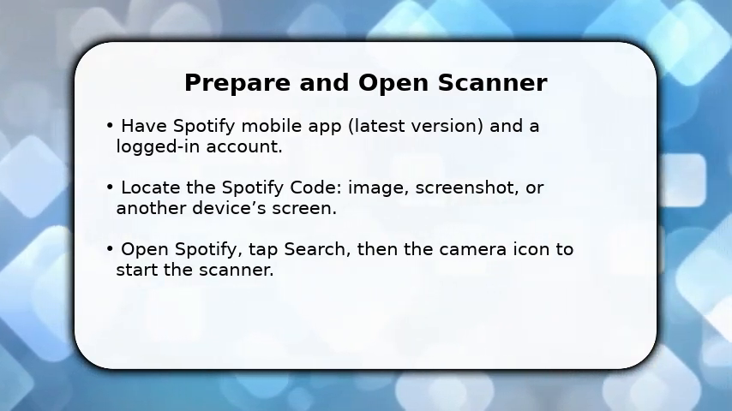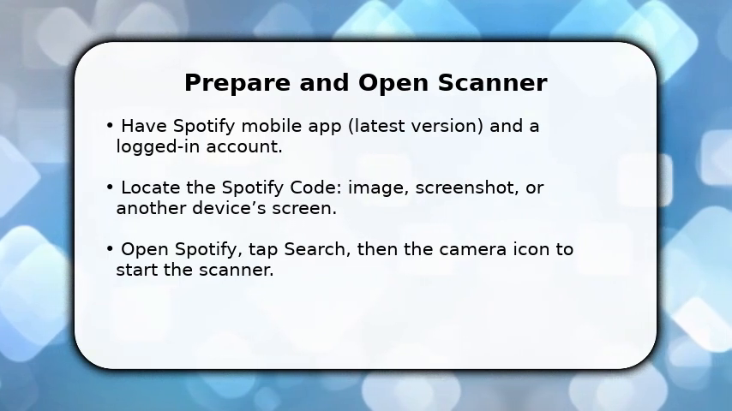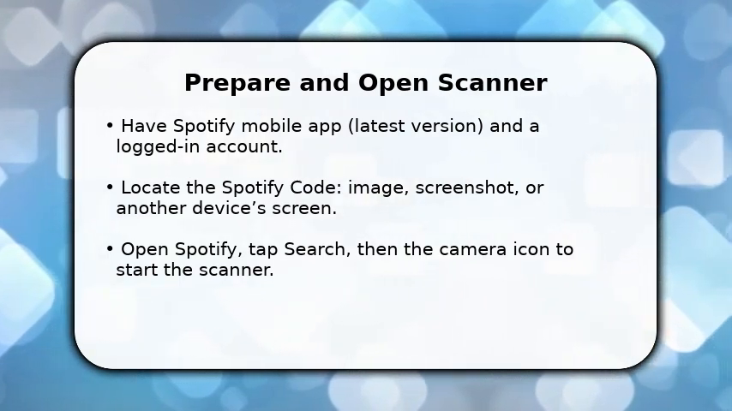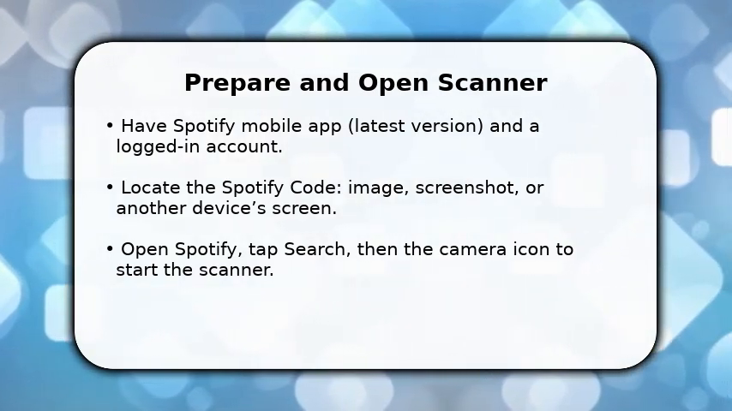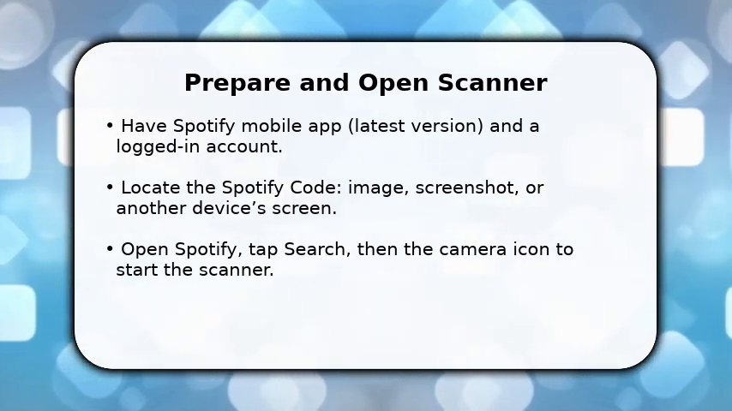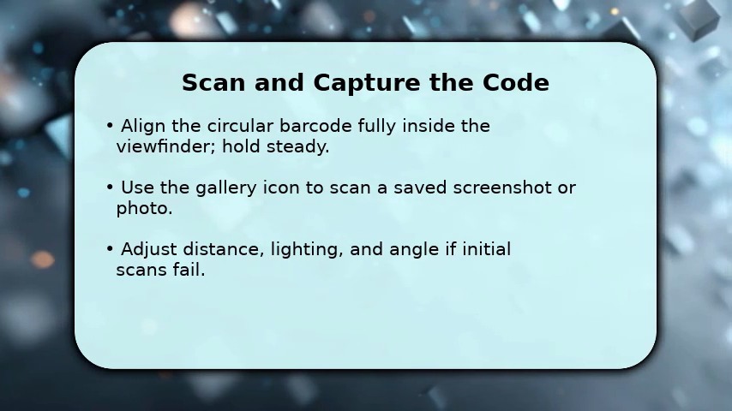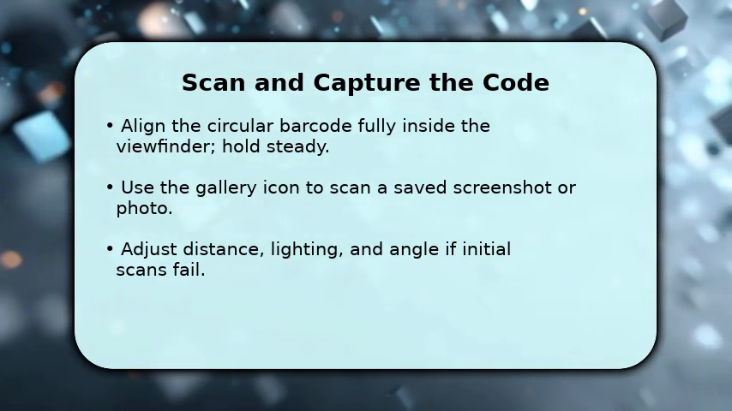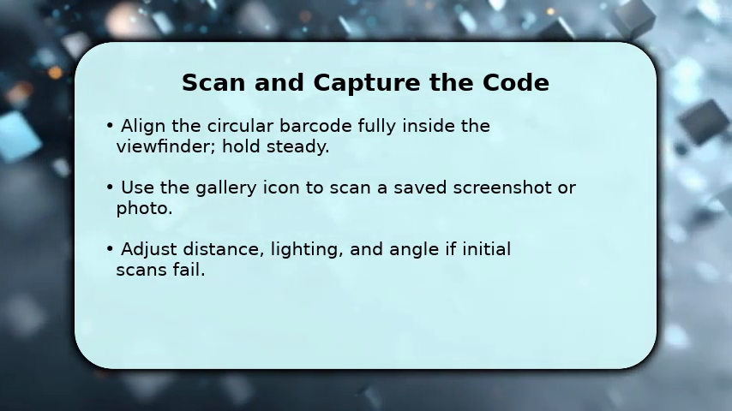Line up the Spotify code inside the viewfinder. You don't need perfection, but steady hands and decent lighting help. This begins the process that takes you directly to the track, playlist, or profile behind the code. You're in the thick of it now. Aim so the round barcode fills the scanner window and hold your phone still for a second.